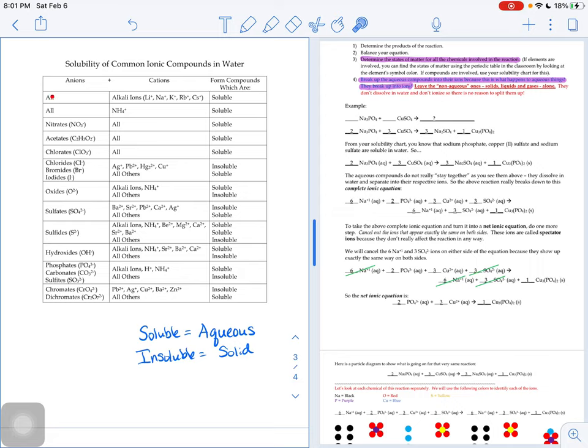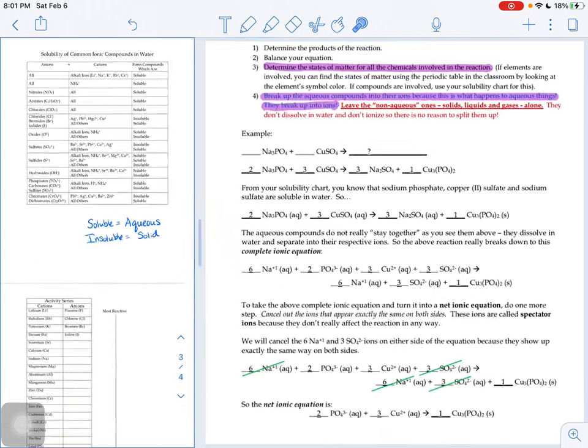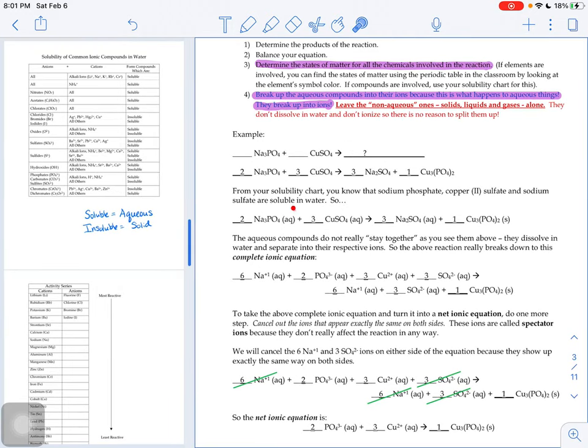Sodium with any anion, it doesn't matter what you combine sodium with, is always going to be soluble, and soluble means aqueous. You could also look at it from the phosphate perspective. Phosphates with alkali ions, and if you forget what the alkali ions are, they're listed up there at the top, and sodium's one of them. Phosphates with alkali ions, soluble, aqueous. So that's why over here, I put the state of matter for our sodium phosphate as AQ.